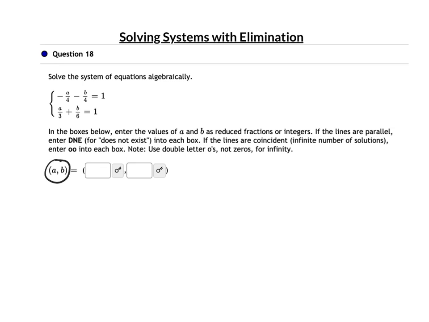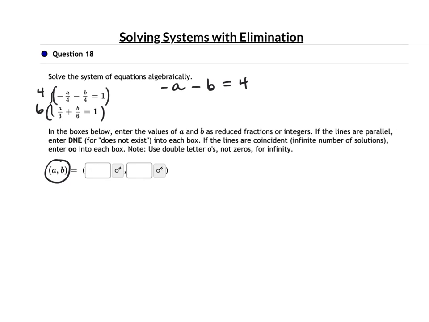Let's get rid of fractions. The top equation, I'm going to multiply everything by 4, and I get negative a minus b equals 4. Notice I multiplied each thing by 4. The bottom equation, we need a common multiple of 3 and 6. It's the smallest number they both divide into evenly. And the smallest number 6 divides into is 6. Don't take greatest common factor. It's least common multiple. So the least common multiple is 6.